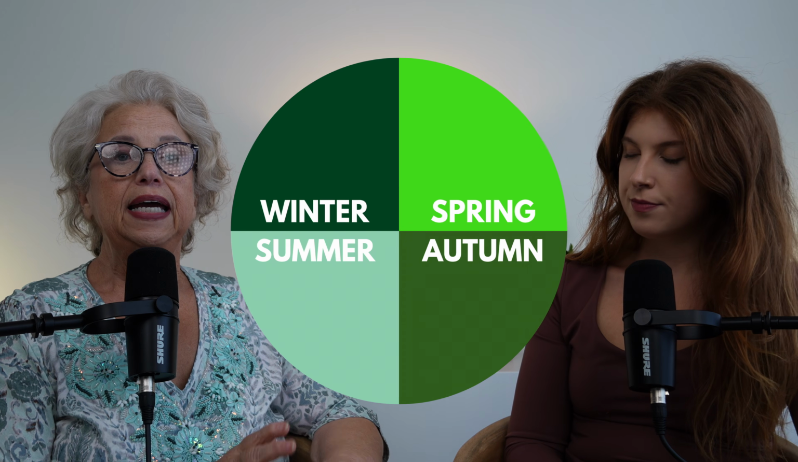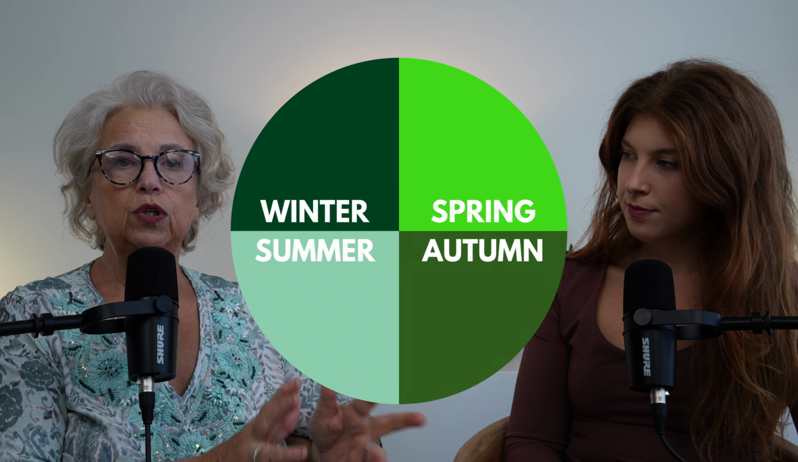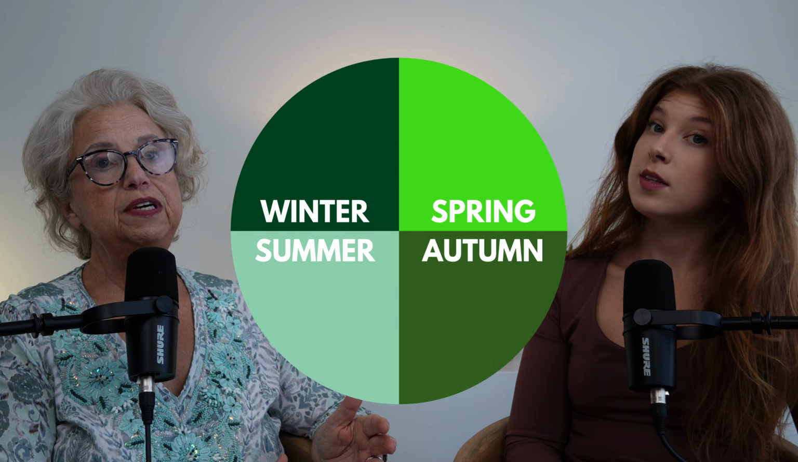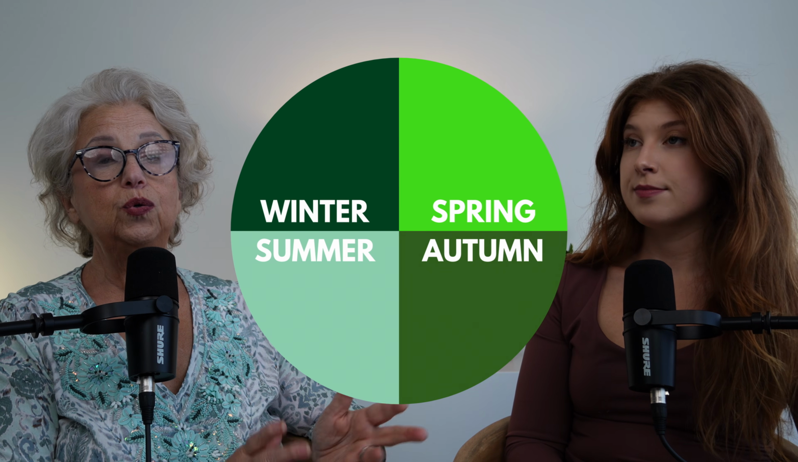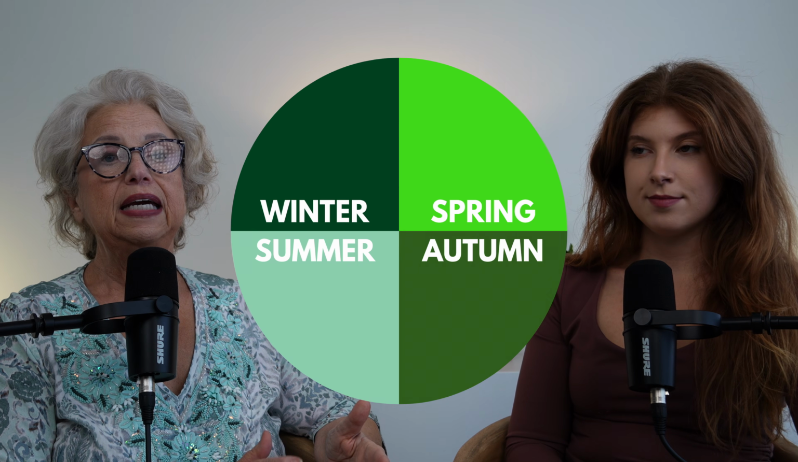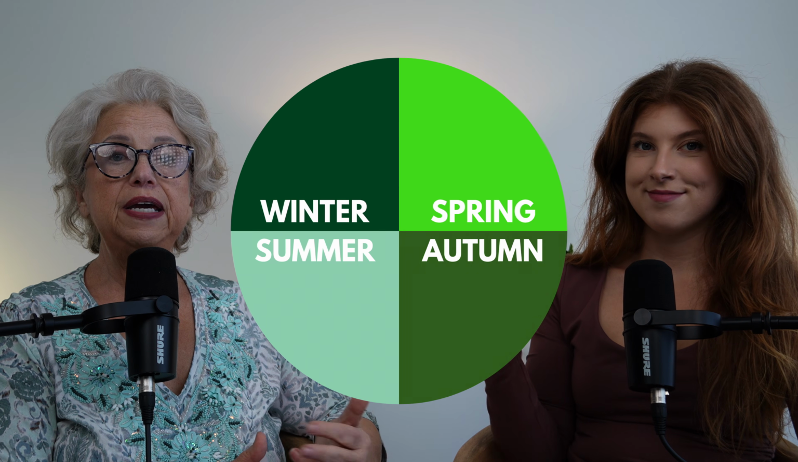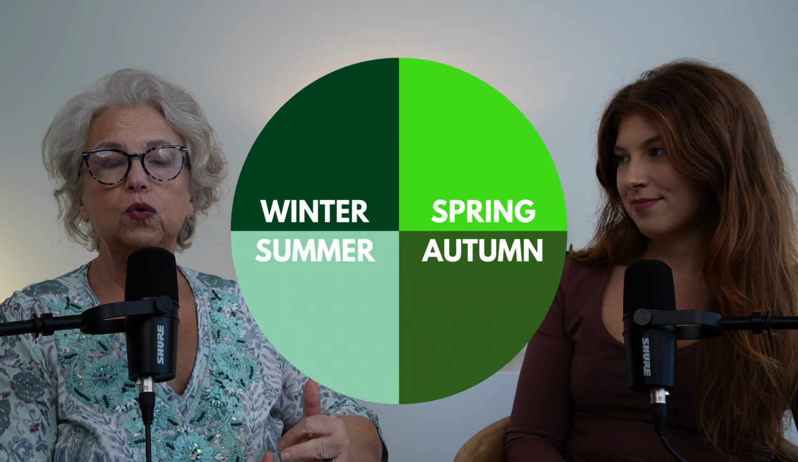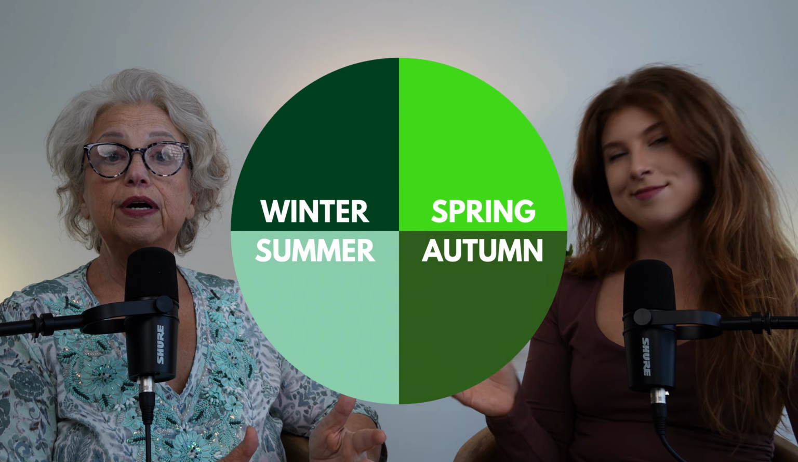So the 4 palette system, for those of you who haven't been with us for months, is 4 systems identified as winter, spring, summer, autumn. If you're looking at somebody's characteristics, if they're light and warm, they would be a spring. If they're light and cool, they would be a summer, like me. If they're deep and warm, they would be an autumn, like Sarah. And if they're deep and cool, they would be a winter.